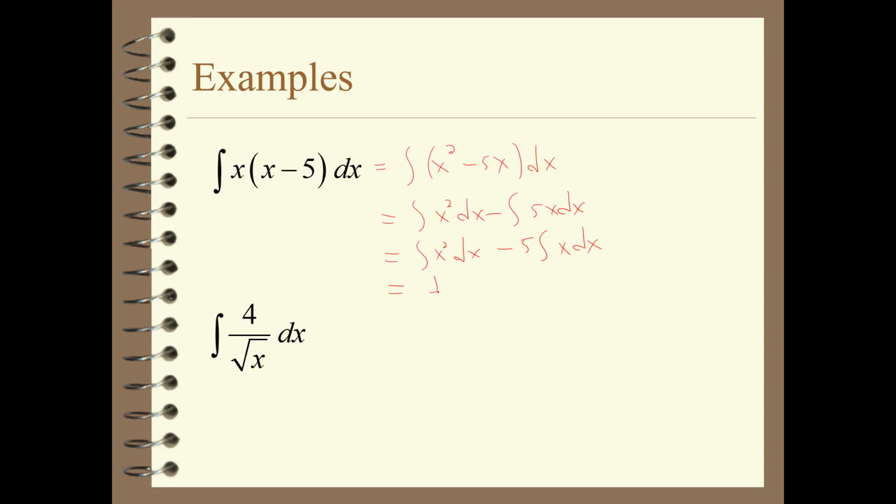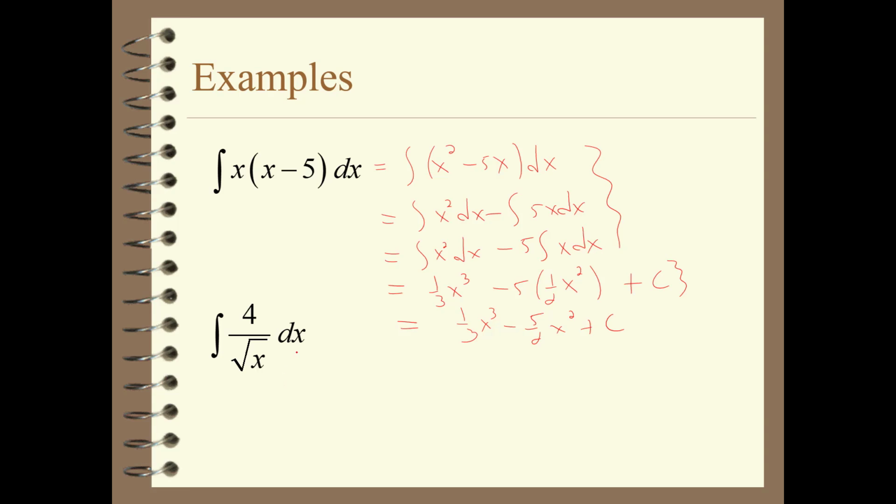This would then be 1/3 x cubed. This would be minus 5, and the antiderivative of x would be x increased to the power multiplied by the reciprocal of the power. And now that I've found an antiderivative, I can find all of them by putting on a constant. This is rewriting. This was integrating. The very last step is to go ahead and simplify. Don't leave it like this. You have 1/3 x cubed minus 5/2 x squared plus c. That's the answer. That is the general antiderivative for x times (x minus 5).